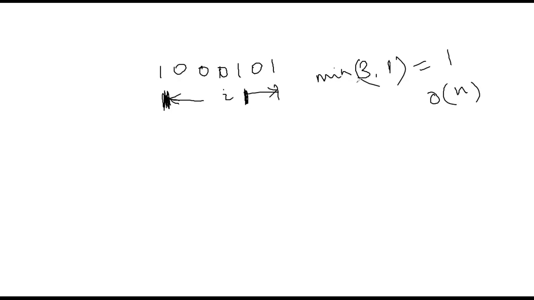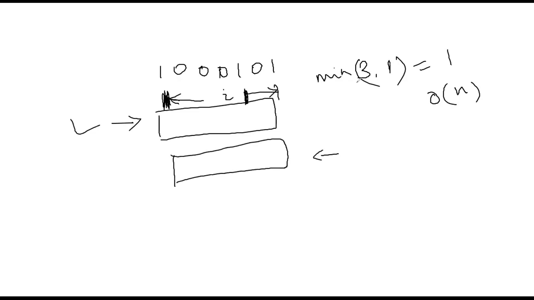We need to start from the end. Then it will be the same, right? Same. So you can start going towards this side. You can calculate this result. Let's call it left. You can start from this side and calculate this result, right? For each index in O(n).